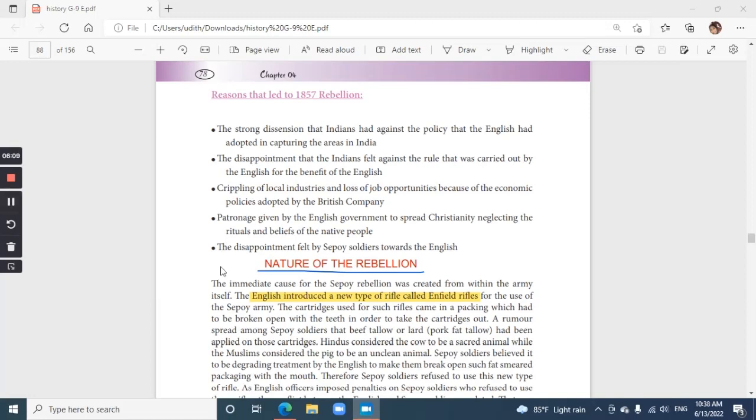That's also not good. The disappointment felt by Sepoy soldiers towards the English. So the disappointment felt by the Sepoy soldiers towards the English was also another reason. Right.